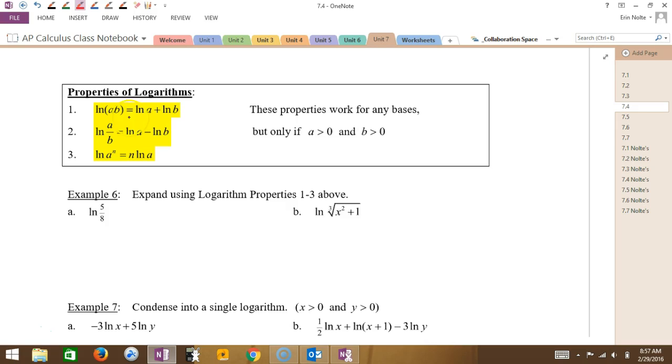Okay, you guys remember when we did condensed form and expanded form? Remember that? Okay, so the left-hand side on all of this is your condensed, and this side right here is your expanded. Okay, we called the first one the product property. So what did we call the second one?